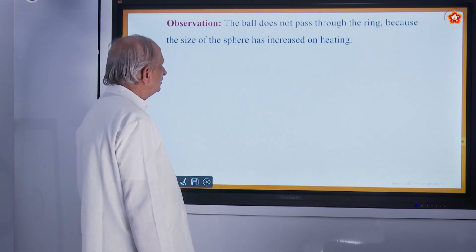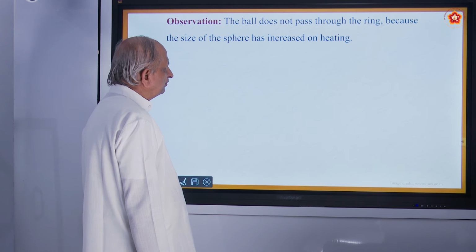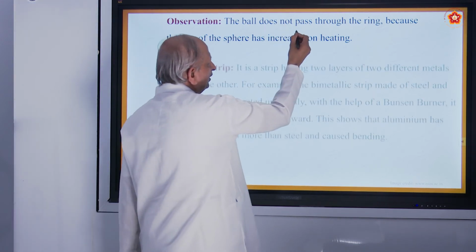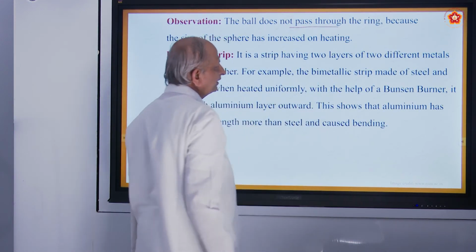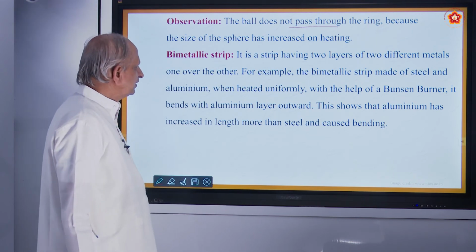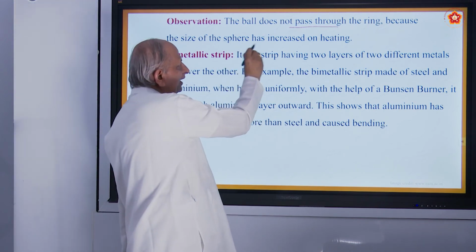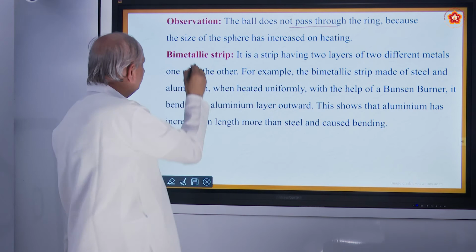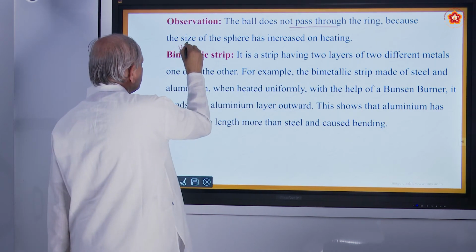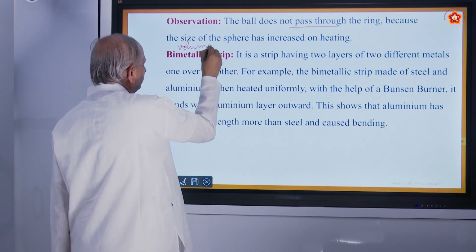Okay. So what do you observe? The ball does not pass through the ring because the size of the spear has increased. Here we mean the size means volume. Volume has increased.